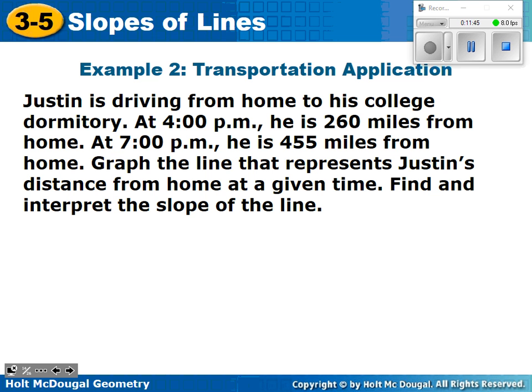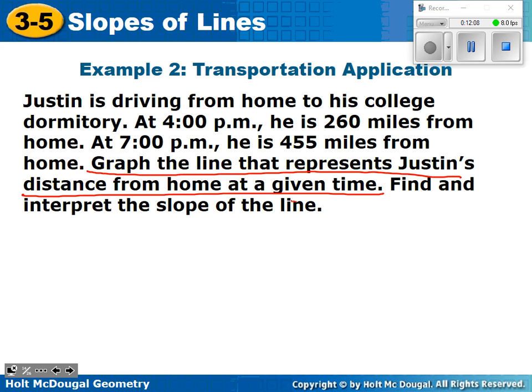Okay? So then we have a word problem where we're going to apply that idea of slope. So Justin is driving from home to his college dorm. At 4 o'clock, he is 260 miles away from home. At 7 o'clock, he's 455 miles from home. It says graph the line that represents Justin's distance from home at a given time. Okay, I'm going to stop right there.